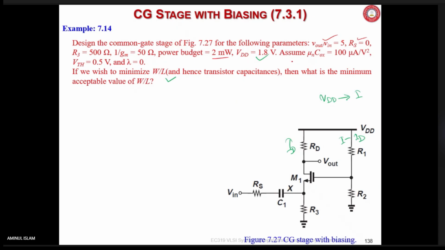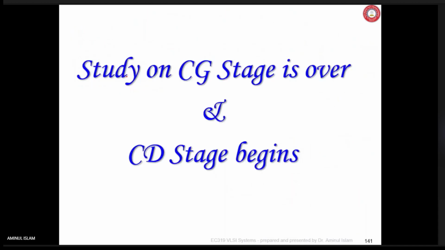VD equals 1.8 volt. Mu and Cox are given. VTH is given. This VTH is the threshold voltage. Lambda equals 0. If you wish to minimize the W by L and the transistor capacitance, then what is the minimum acceptable W by L? This you have to find out. I hope you can do it.